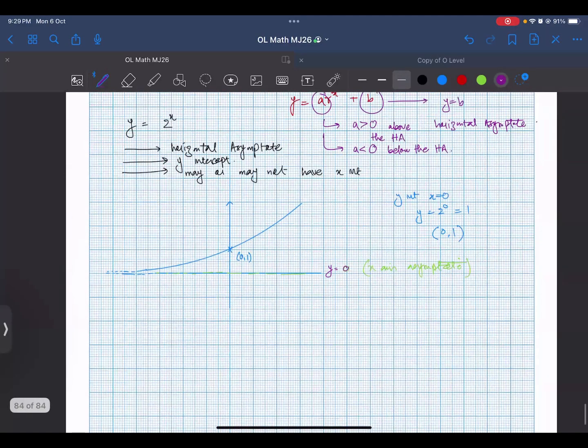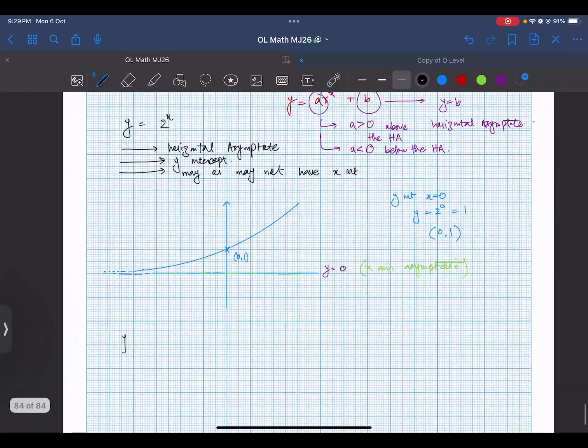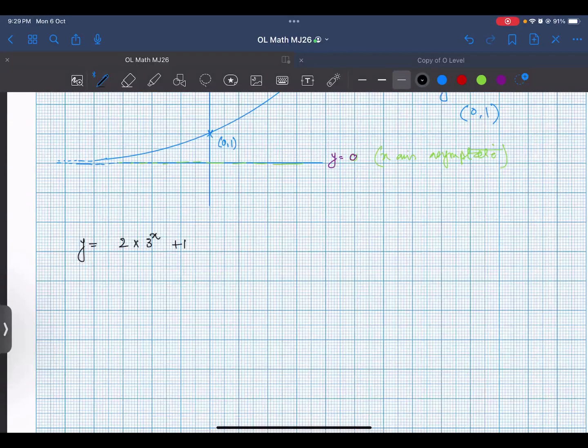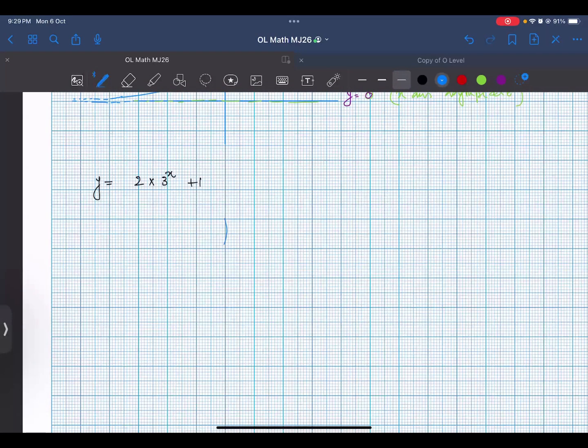Let's do another example. Let's suppose we have 2 multiplied by e power x, okay, and then plus 1. So we know whatever is being added to the exponential part will become the horizontal asymptote. So y is equals to 1. This is your horizontal asymptote, HA. So y is equals to 1, let's suppose this is 1. So you will make a dotted line. Y is equals to 1 is the horizontal asymptote.